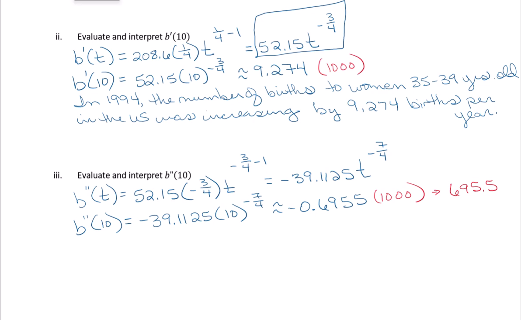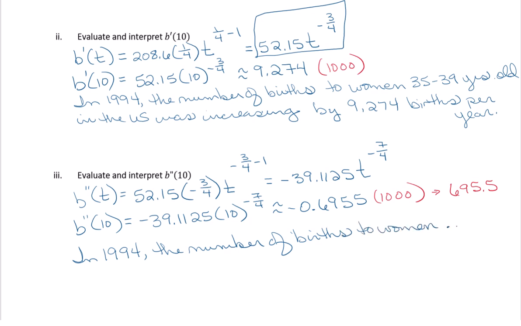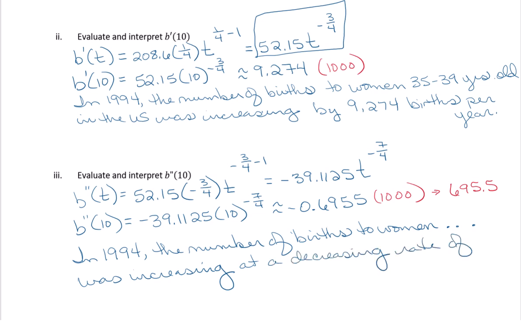So we can interpret this as, in 1994, the number of births to women 35 to 39 years old in the U.S. was increasing at a decreasing rate of 696 births per year per year. In other words, they were still increasing, but it wasn't increasing as quickly.